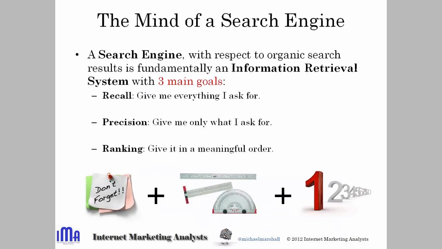So, what's the mind of a search engine? First, let's understand what it is. It is an information retrieval system, and it has three goals: recall, precision, and ranking. The first just says, give me everything I ask for. The second, give me only what I ask for. And the third, give it in a meaningful order. If you understand these three things, you'll understand a lot about why a search engine does things the way it does, what it can do, what it can't do, and what it must not do.